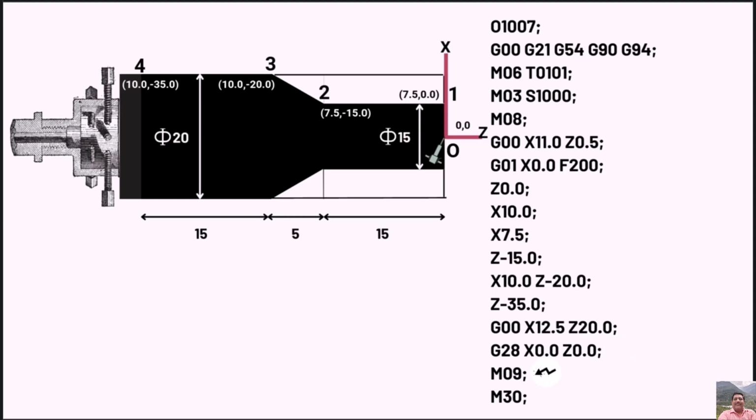Since the whole machining operation is completed, we are now required to switch off the coolant using M09 code. And at the end of the program, we will write M30 code to end the program.